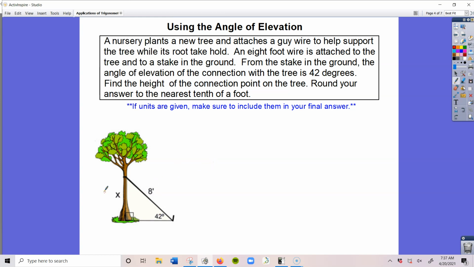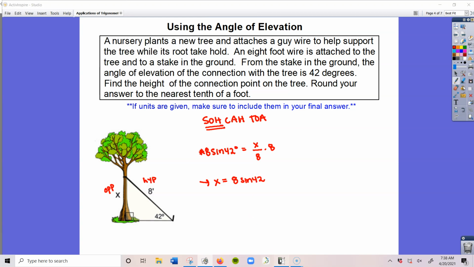Here we're solving for x, which is the opposite side, and we are given the 8, which is the hypotenuse. So if this is opposite and hypotenuse, that means that we are going to use sine. So I'm going to set up my equation here as what we're familiar with. The sine of 42 degrees is going to equal x over 8. So now I multiply 8 to both sides, and I get that x is equal to 8 times the sine of 42.